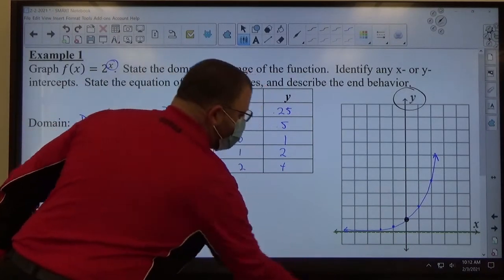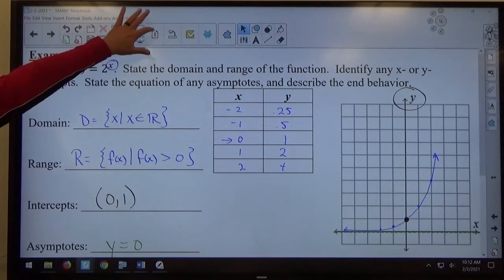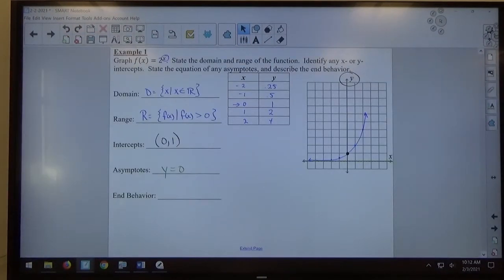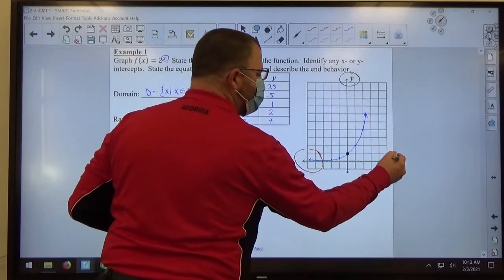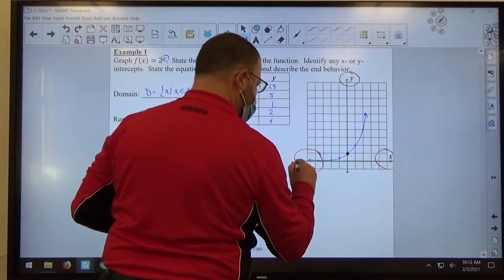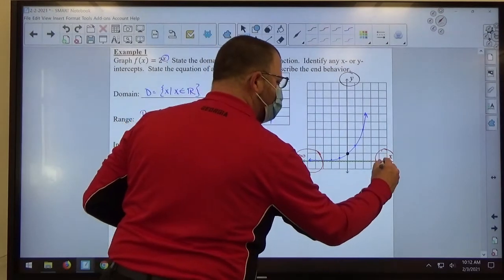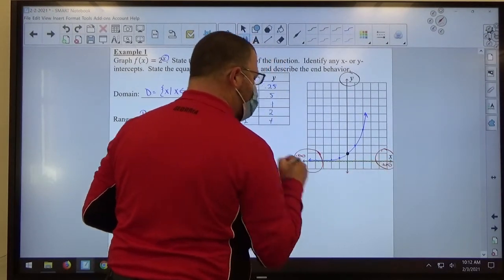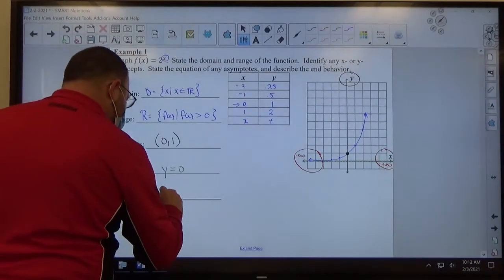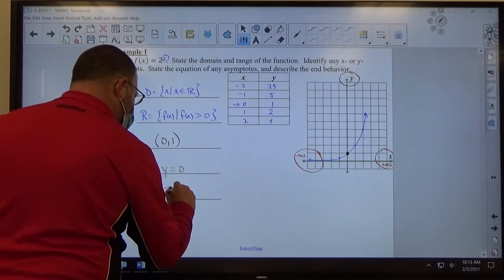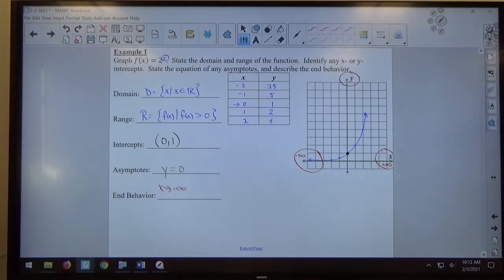And the final thing requested of us is end behavior. What they're asking about with end behavior specifically is what happens as you go towards negative infinity, and what happens as you go towards positive infinity. Negative infinity is over here, positive infinity is over here. They're asking what's happening to the graph. So this is how we write it. As x approaches negative infinity, it's the letter x, a little arrow, and then a negative infinity.